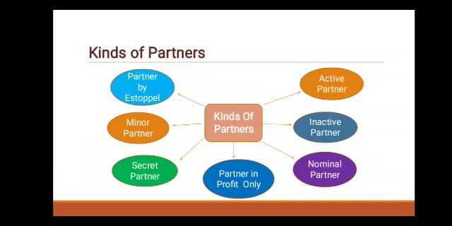Next point, kinds of partners. There are 7 kinds of partners. First, active partner. Second, inactive partner. Third, nominal partner. Fourth, partner in profit only. Fifth, secret partner. Sixth, minor partner. And seventh, partner by estoppel. We will discuss one by one.